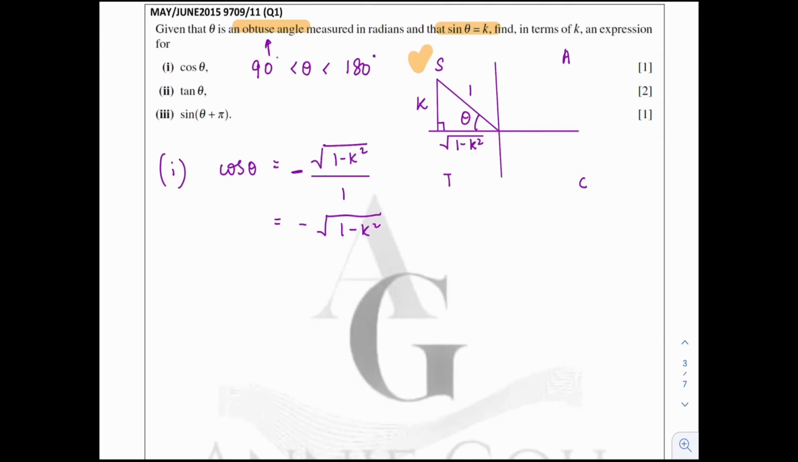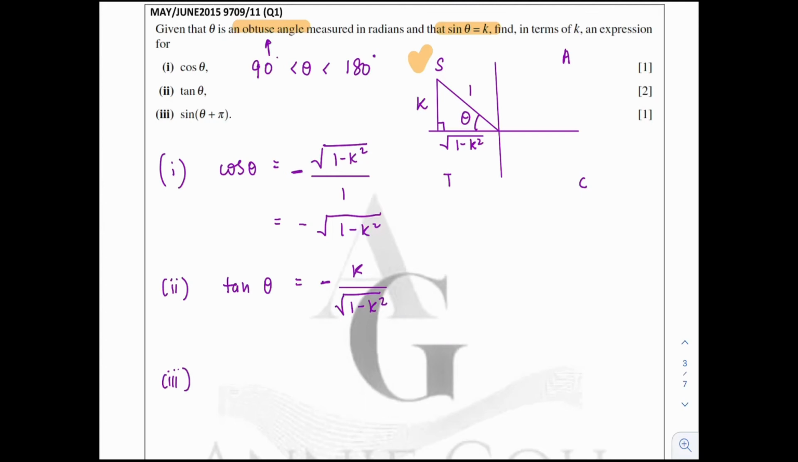And we can use the same triangle to look for the answer in part 2. In part 2, you are asked to find the answer for tangent theta. So tangent theta's ratio should be equal to opposite over adjacent. The opposite here is k. Adjacent is square root of 1 minus k squared. So the answer should be k over square root of 1 minus k squared. And the next thing to check is whether tangent theta is positive or negative in the second quadrant. In the second quadrant, only sine is positive. So for tangent theta, it should be a negative value. That's the answer for part 2. And let's proceed to part 3 now.